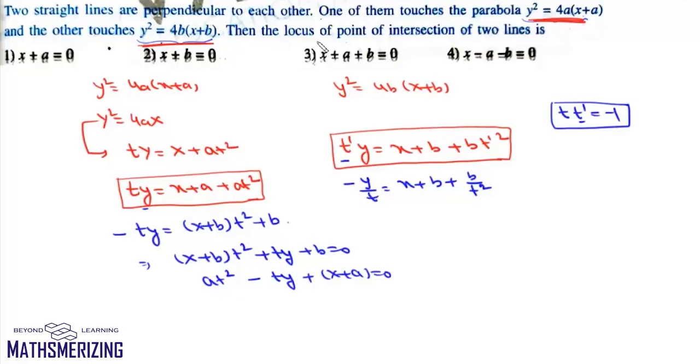Now we need to find the locus of the point of intersection of two lines. So this x and y, suppose it is the point of intersection. So I need the answer in terms of x and y, so I'll just need to eliminate this t. So what we'll do is we'll add the two equations.